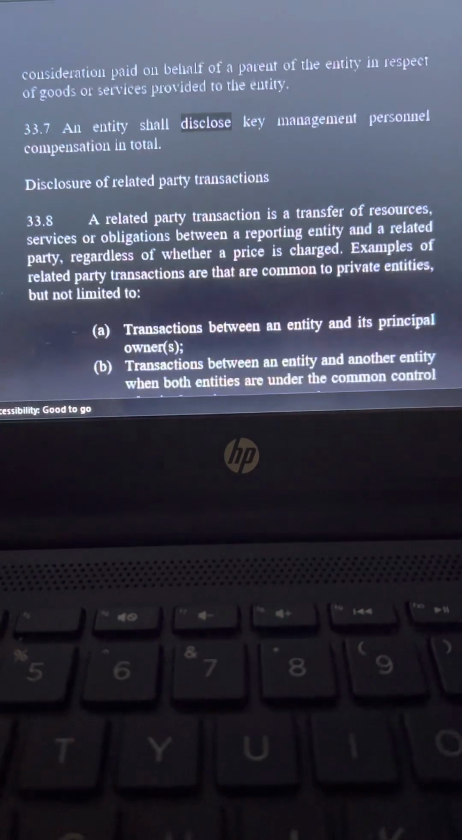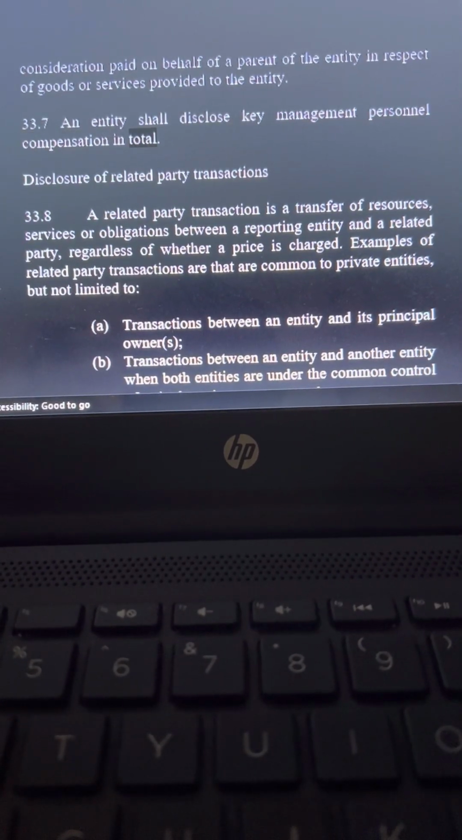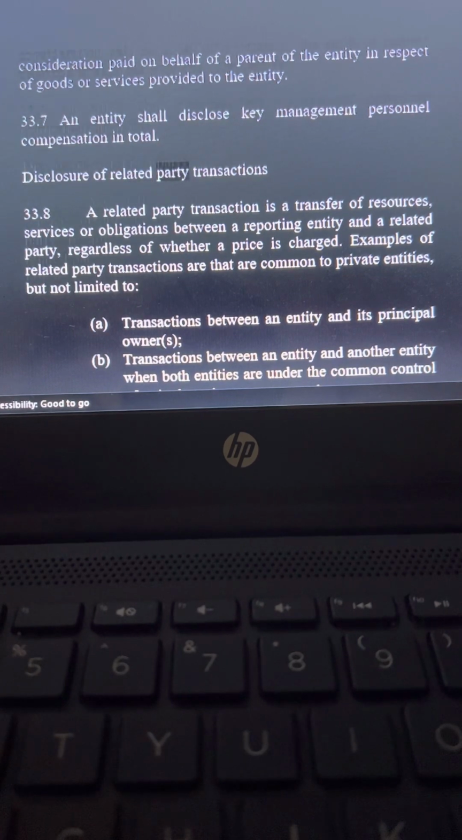33.7 An entity shall disclose key management personnel compensation in total. Disclosure of related party transactions.